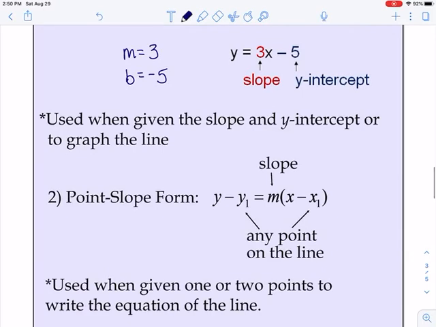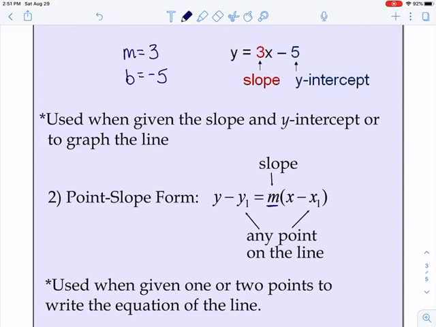Okay, then the other form that you should have learned last year is something called the point slope form. So again, the name of the form tells you what you need to write the equation. You need a point and you need the slope. So the point slope form is y minus y1 equals m times x minus x1. And again, just like with the slope intercept form, that m is going to represent the slope, and this x1, y1 can be any point on the entire line.